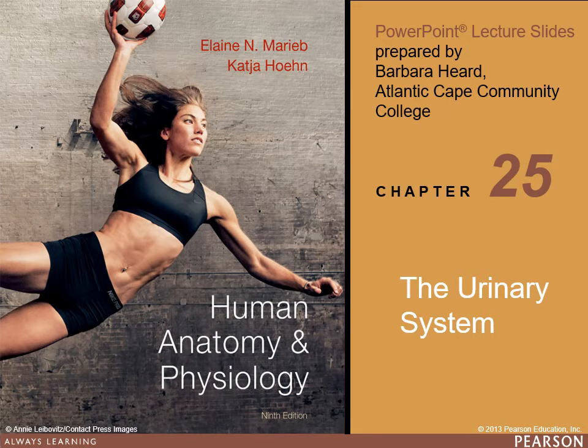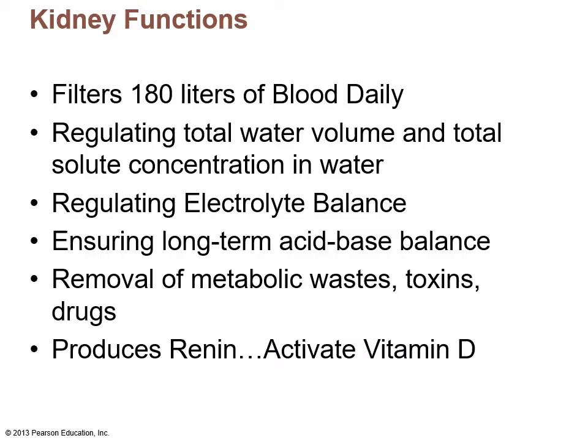This chapter is over the urinary system. Kidneys are the primary functional organ of the urinary system, and the kidneys filter 180 liters of blood daily, and this is fluid that's derived from plasma.